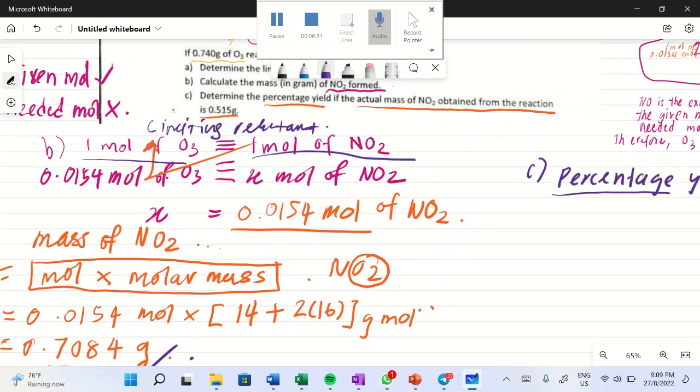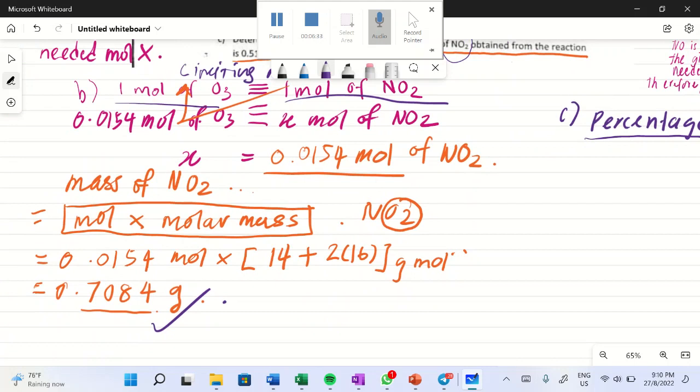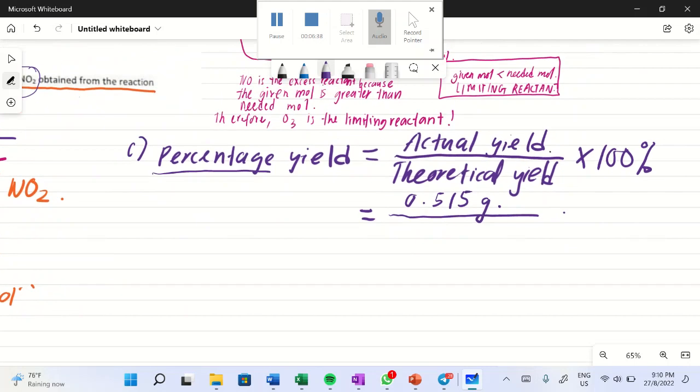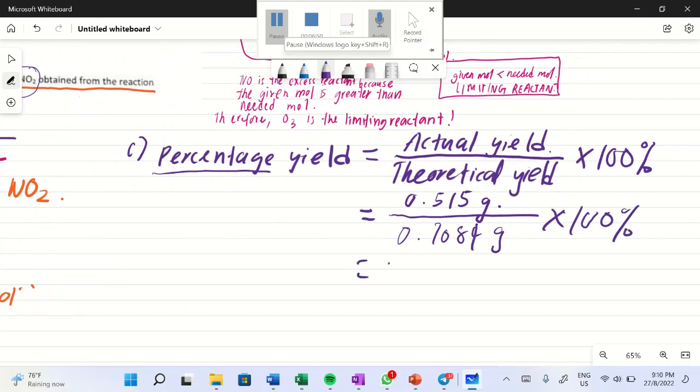And the question asks for the percentage yield if the actual mass of NO2 is given. So we already got the theoretical yield. So this is the theoretical yield. So we just fill in here. Don't forget the unit, times 100%. So you will get 72.70%. And that's all.